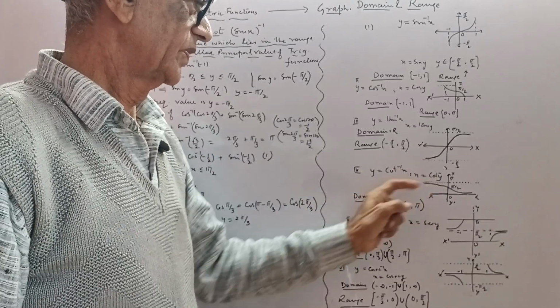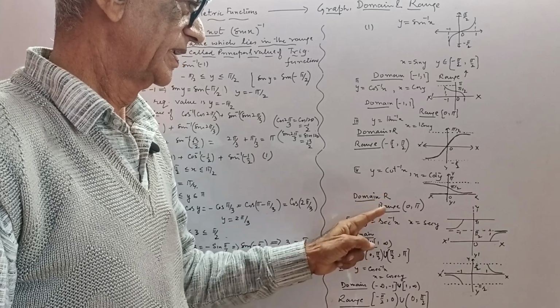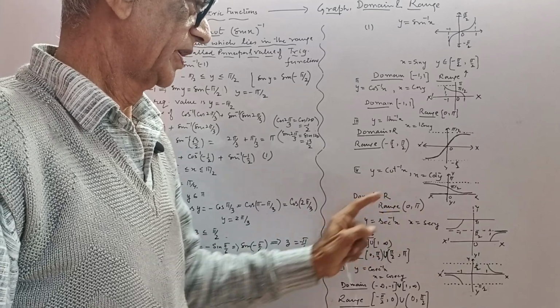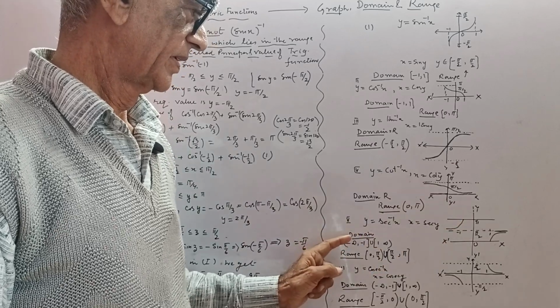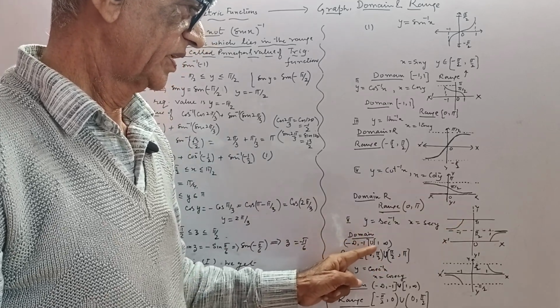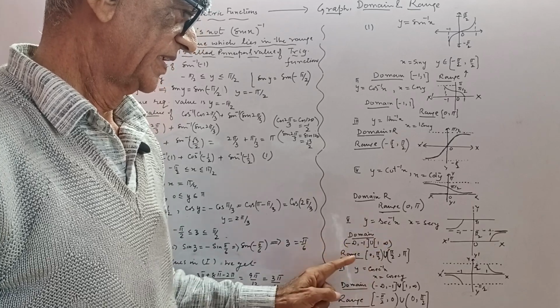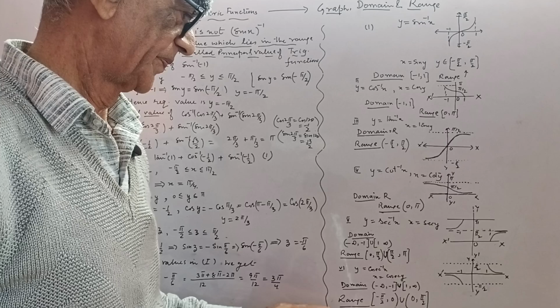Graph of cot inverse x. Domain set of real numbers. Range 0 to pi. Now graph of secant inverse x. Domain minus infinity to minus 1 union 1 to infinity. Range is 0 to pi by 2 union pi by 2 to pi.